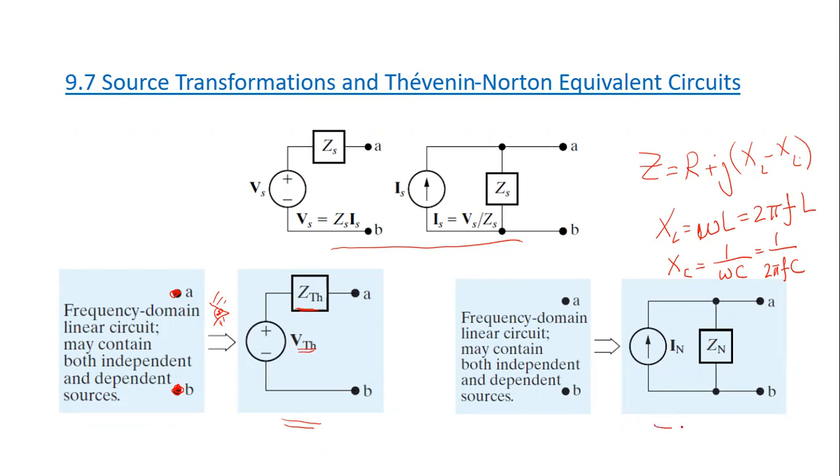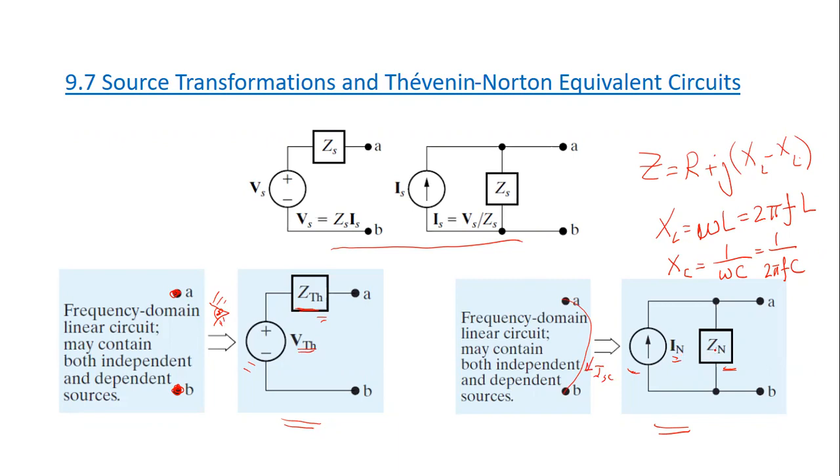Same thing for Norton equivalent. So the difference between Thevenin equivalent and Norton equivalent is that Norton uses a current source in parallel with an impedance, while Thevenin uses a voltage source in series with an impedance. So here we do the same. In order to find I Norton, you need to short circuit the points A and B, and find I short circuit. So you need to find the current which is flowing between these 2 points. So this will be I Norton.